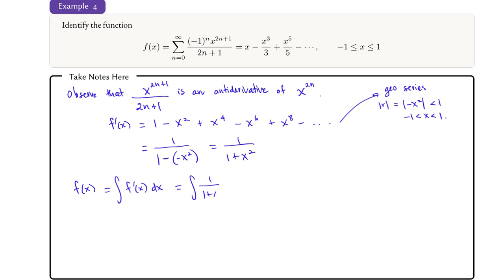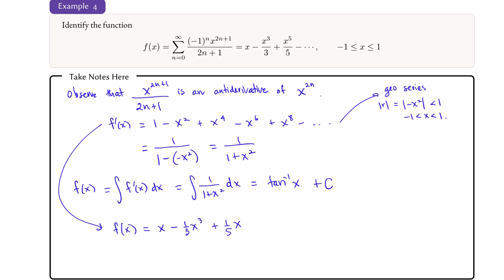So we find the antiderivative of f prime of x. We get tangent inverse of x. The antiderivative of 1 over 1 plus x squared is tangent inverse of x plus c. We also integrate term by term. The antiderivative of 1 is x. The antiderivative of x squared is 1/3 x cubed. The antiderivative of x to the 4th is 1/5 x to the 5th, and so on, plus c.